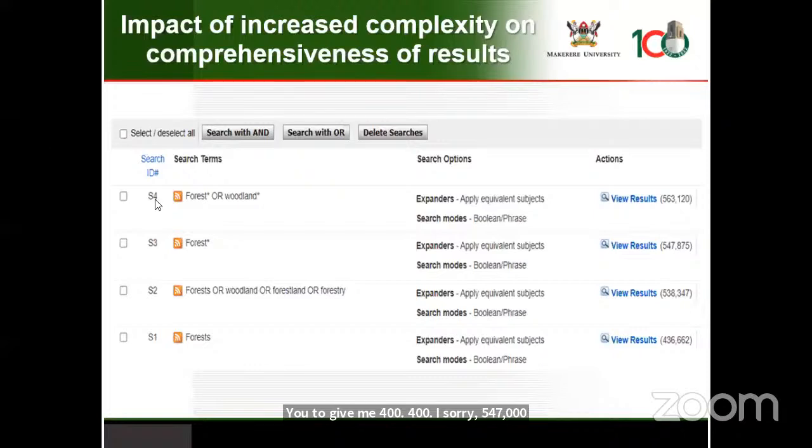And then in my search four, I said, okay, let me just say forest, I truncate forest and I also truncate woodland. And as you can see, the numbers have been going up. Whatever I add, the number keeps increasing. So the final one gave me 563,000 plus studies. So that is how truncation works in database searching. We have looked at so many techniques, but they will help us along the way.